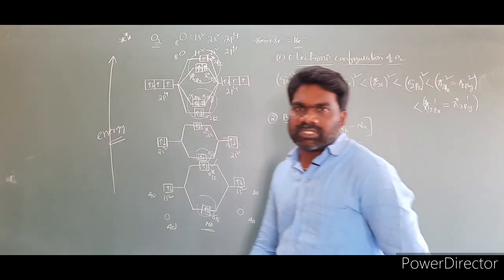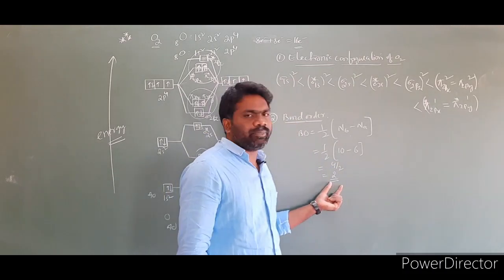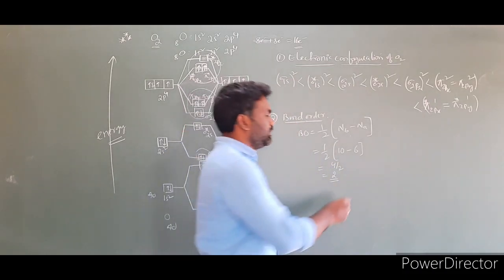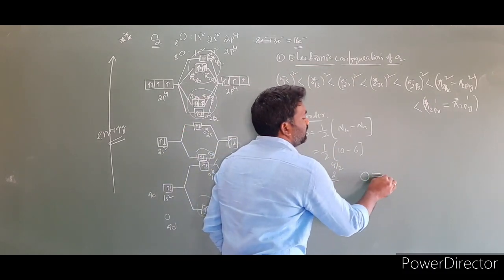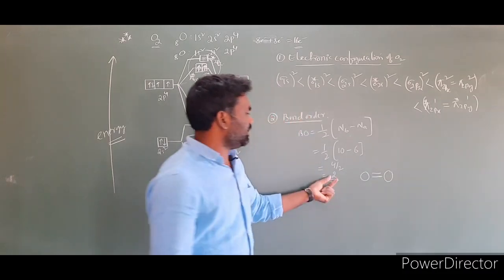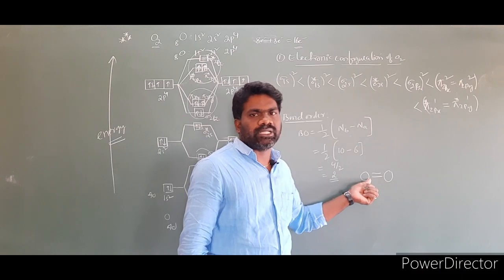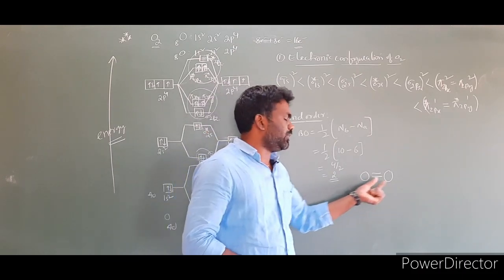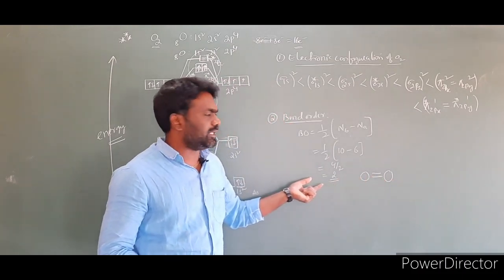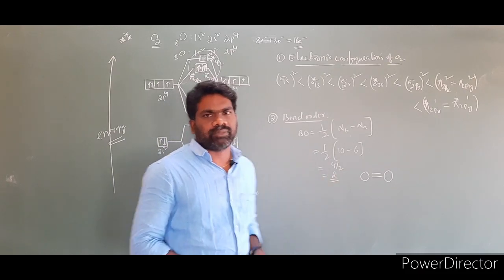2. This indicates what? The bond order 2 indicates what? Between the two oxygen atoms, how many bonds? O double bond O. This bond order indicates that between the two oxygen atoms there is a double bond. Already I said, bond order means the number of bonds between the two atoms.